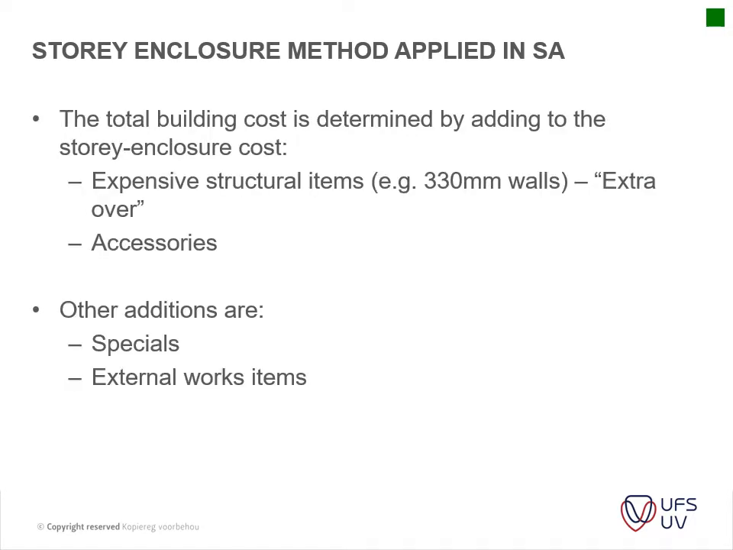so for the story enclosure method applied in South Africa, the total building cost is determined by adding the story enclosure costs. So expensive structures items, for instance, if you have thicker walls or hollow core walls, it will be an extra over. Or you can have a different factor that you multiply your wall areas with. Obviously accessories are also added, like nice finishes, if for instance it's not standard finishes and you have other accessories that you have to add to the building. Other additions are any other specials and external works.